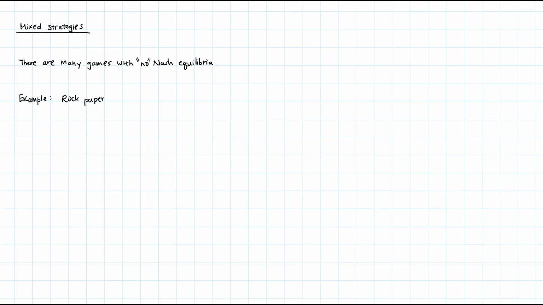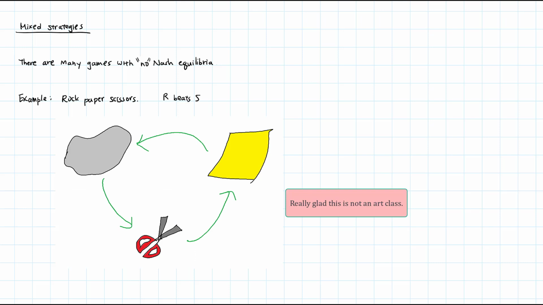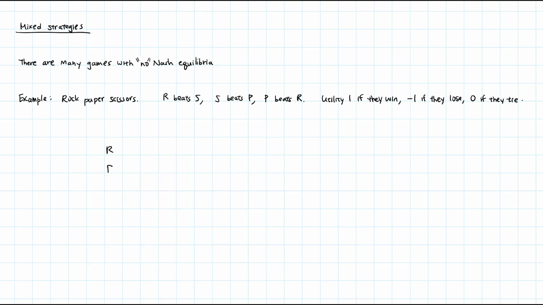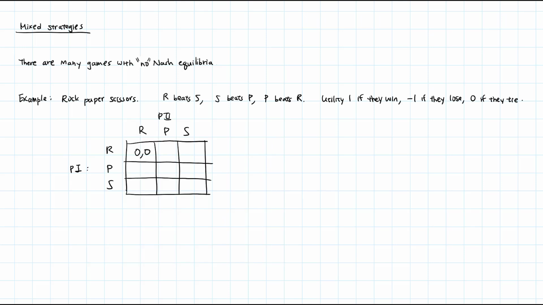We look at the classic rock, paper, scissors as a strategic game. Hopefully, you know how to play it. Each player simultaneously chooses one of three options: rock, paper, or scissors. Rock beats scissors, scissors beats paper, and paper beats rock. We will say that a player's utility is 1 if they win, -1 if they lose, and 0 if they tie. And this is the payoff table for rock, paper, scissors.